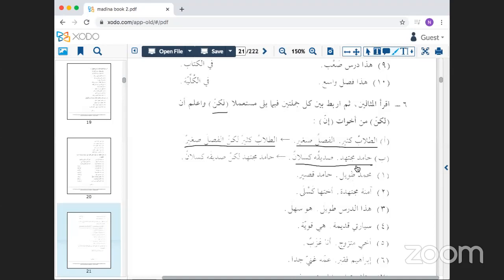Hamidun mustahidun, lakinna sadiqahu kaslanu. Barakallahu feek. So you could have read this one first for me, which is Hamidun mustahidun, sadiqahu kaslanu. And join it together with lakinna, you say Hamidun mustahidun, lakinna sadiqahu kaslanu. And kaslanu, this is mamnu' min as-sarf. What would you say, Ayman, for number one?